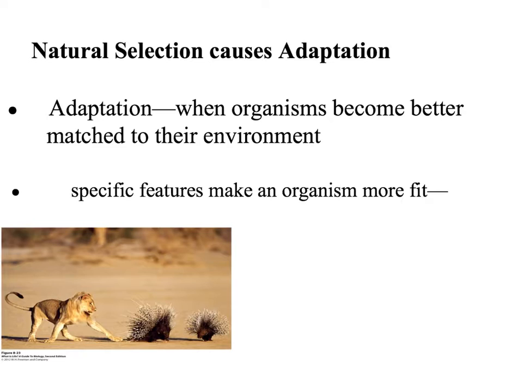The product of natural selection is adaptation. Adaptations are when organisms become better matched to their environment. These are specific features that an organism has that make them better able to survive and reproduce in that specific environment. In this picture, we see that the porcupine has the adaptation of quills. These quills are sharp and they are very good at deterring predators. This allows that organism to survive and reproduce more often.